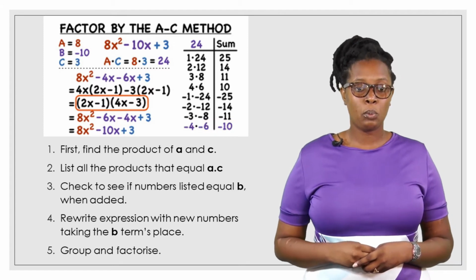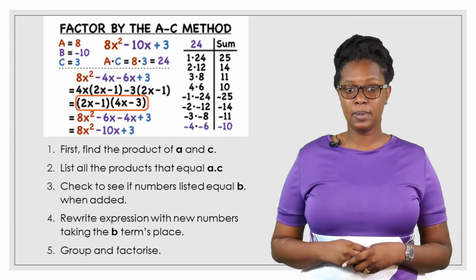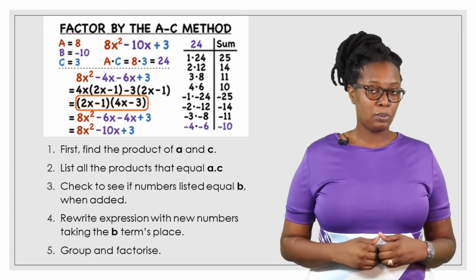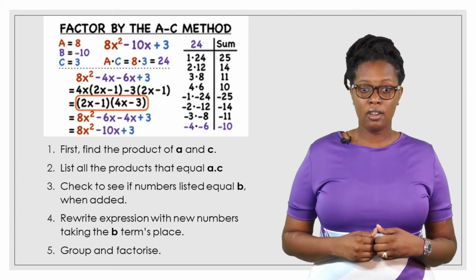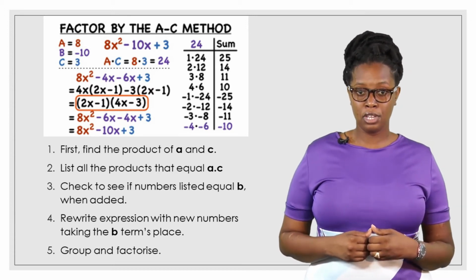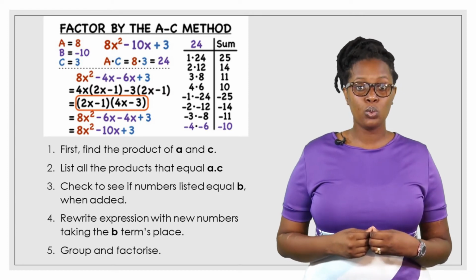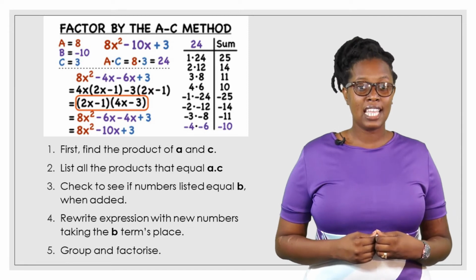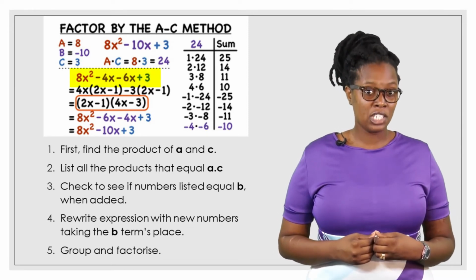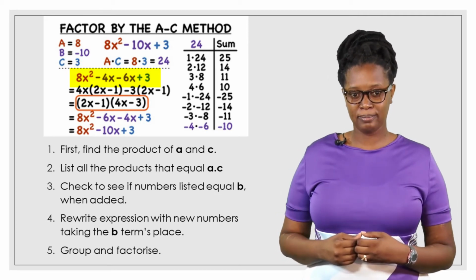For the fourth step, we have to rewrite the expression with the new numbers taking the b term's place. So when we rewrite the expression, instead of writing 8x squared minus 10x plus 3, we would now replace the negative 10x with the two new factors that we found. So we would have 8x squared minus 4x minus 6x plus 3.